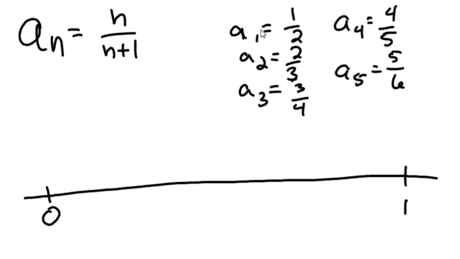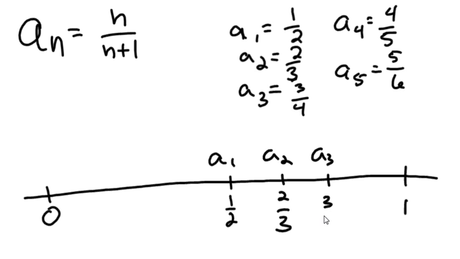Let's graph this sequence on this number line. A sub 1 is equal to 1/2, so here's about 1/2. A sub 2 looks like 2/3. Okay, about right here. A sub 3 is 3/4. Well, hopefully you see what's happening here. As n is getting bigger, a sub n is getting closer and closer to 1.